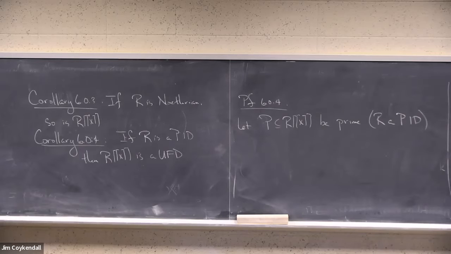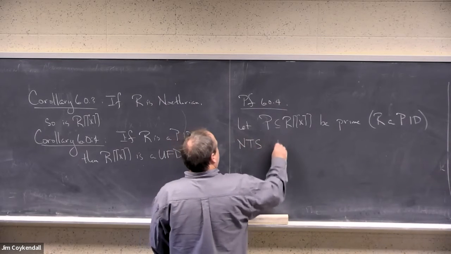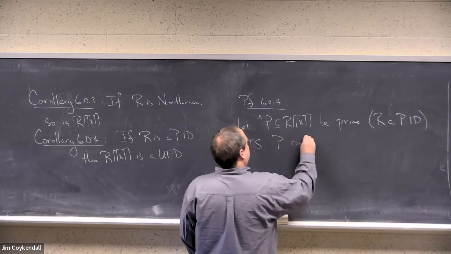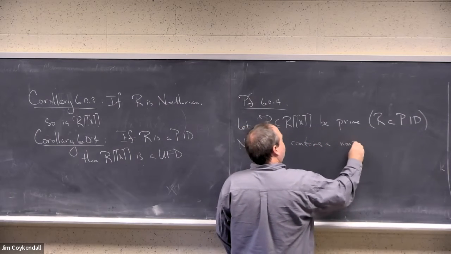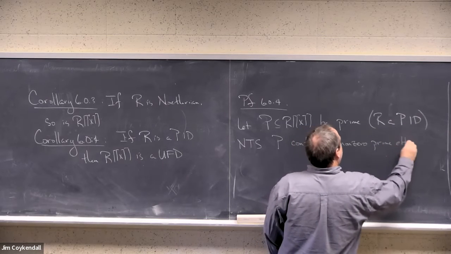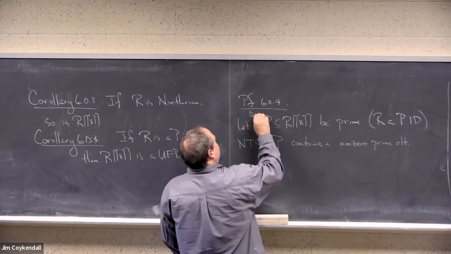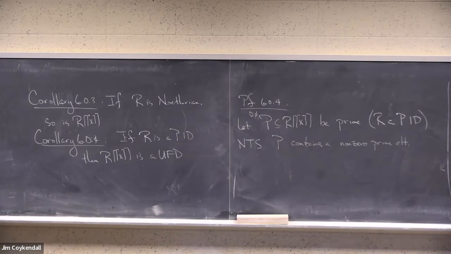Prime ideal. Correct. So we need to show P contains a non-zero prime element. Let me be careful here and say, let P be a non-zero prime ideal. You sure it's a non-zero prime element? Okay.